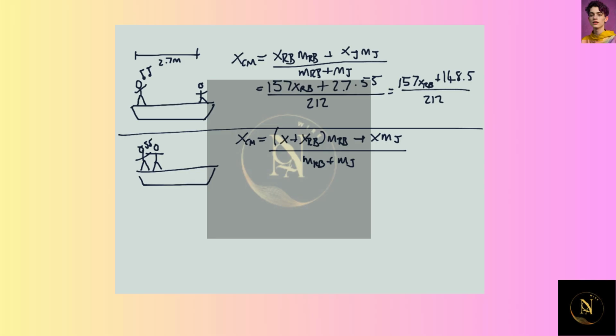Now again, plugging in all of the numbers we do know will help us in this situation. So we don't know X and we don't know XRB, but we do know the mass of Romeo and the boat is 157. We don't know X, but we do know that Juliet's mass is 55. And that's again divided by the same thing, 212. Now we have two different answers for the center of mass, XCM. So what we can do is set these two things equal to each other.